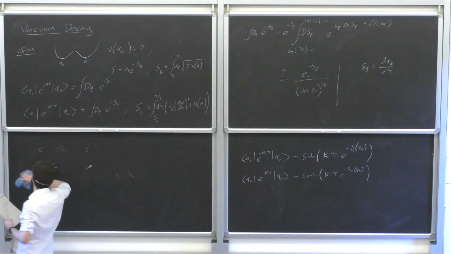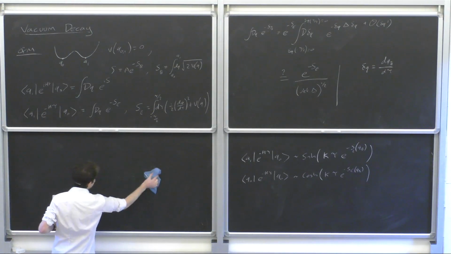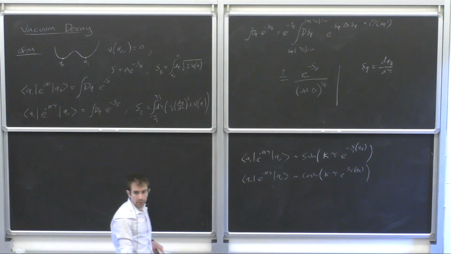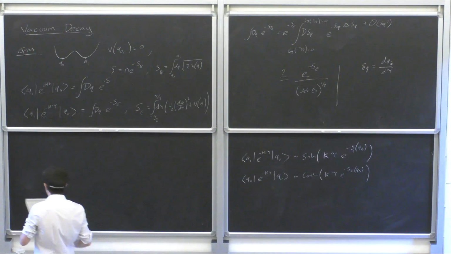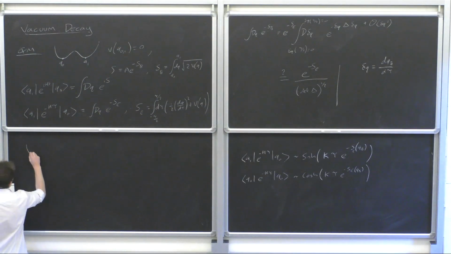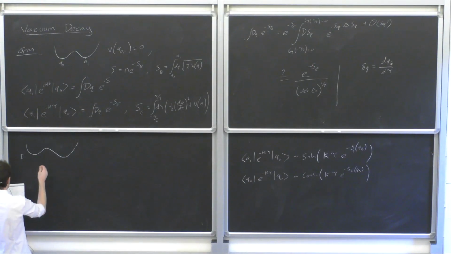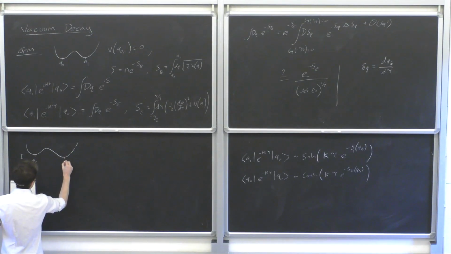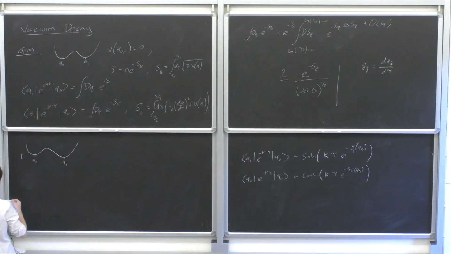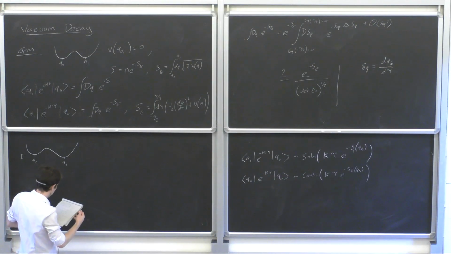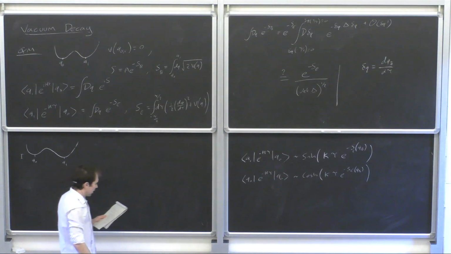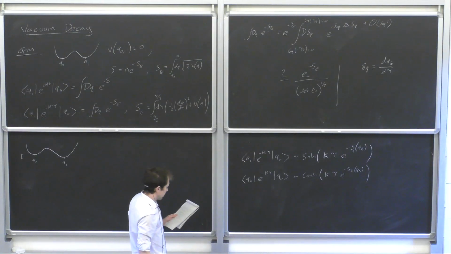So let me now slightly tilt my potential so that the vacuum we start off in is not the perfectly stable vacuum. In particular, let me say there's some small energy difference between these two. Let me again call this Q0, this Q1.